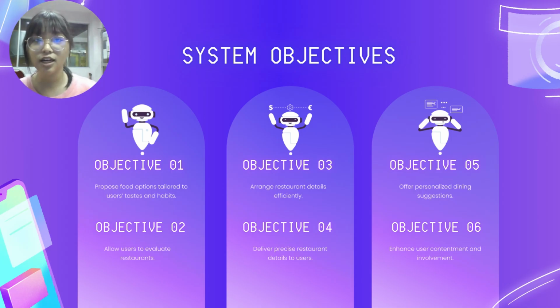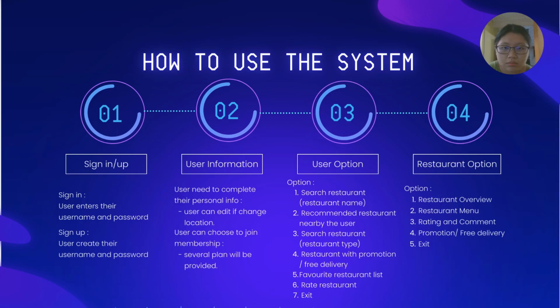We have six objectives in our system. The first one is to propose food options tailored to users' tastes and habits. The second one is to allow users to evaluate restaurants. The third one is to arrange restaurant details efficiently. The fourth one is to deliver precise restaurant details to users. The fifth one is to offer personalized dining suggestions, and the last one is to enhance users' contentment and involvement.